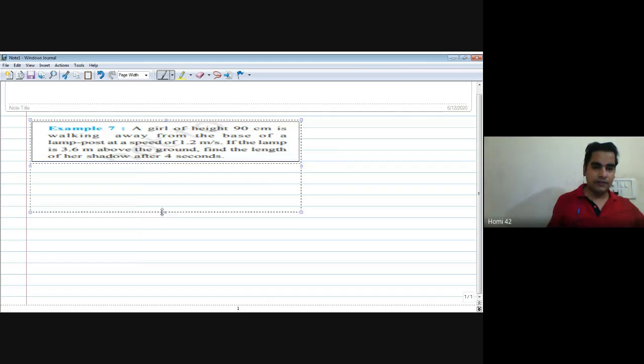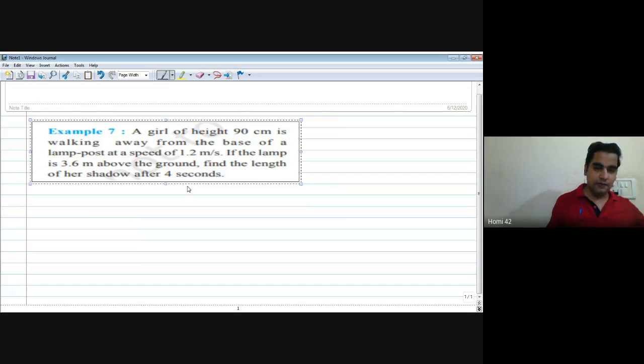See this problem. This is a very important problem that we have in NCERT. Can you read this problem? Is it visible to all of you?